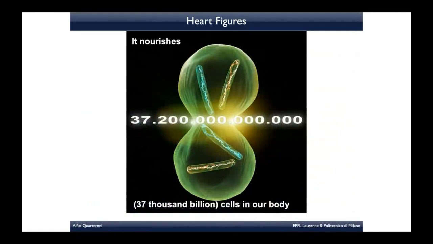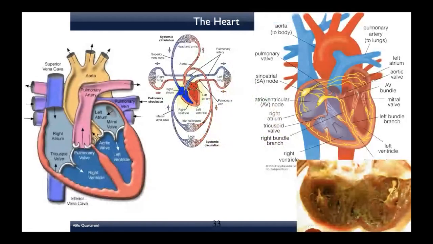It nourishes 37,000 billion cells in our body. So, 37 times 10 to the power 12 cells in our body. So this is what it does. But how can it do that? How does it work? I guess you all have an idea of the function of the heart. The heart has four chambers, two atria and two ventricles. The blood entering through the vena cava is venous blood.